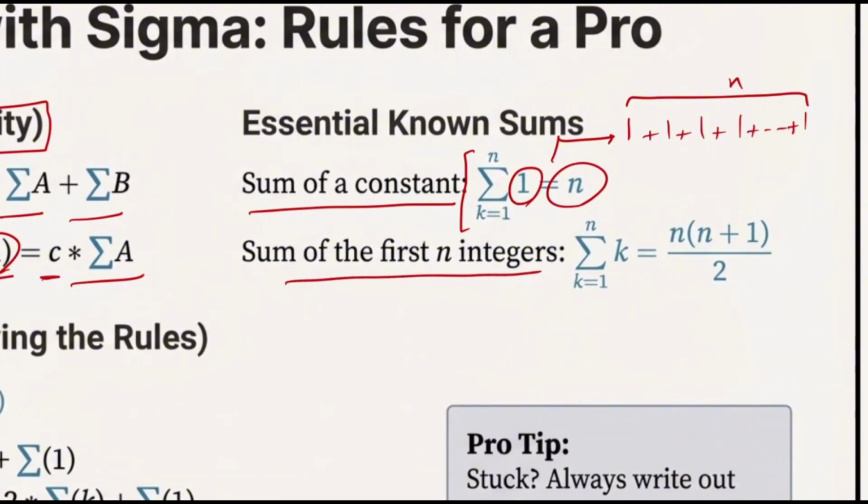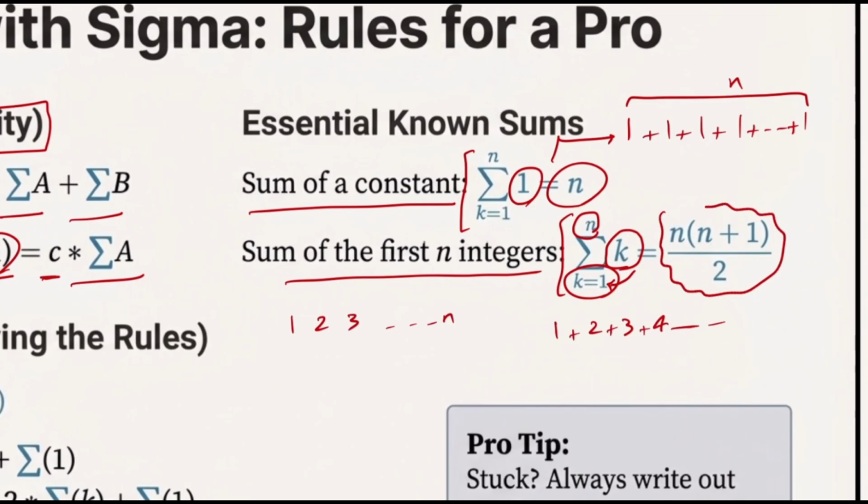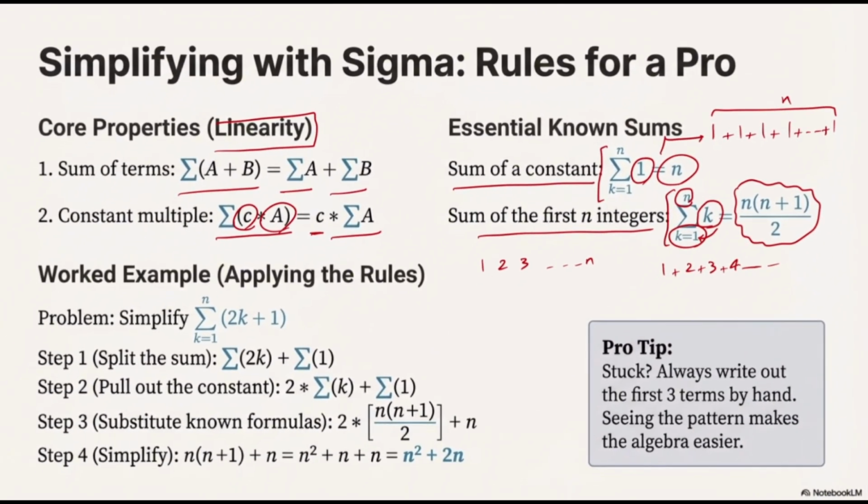Sum of the first n integers. Integers here means the numbers start from 1, 2, 3 and go on. So we have sigma of k as the expression. Why do we use k? Because k is the number that's going to change. n is the final number, and k is the one that starts from 1. So I have 1 plus 2 plus 3 plus 4 all the way to n, and there is a formula for that, as simple as that. If you just memorize these two, that would be so helpful.